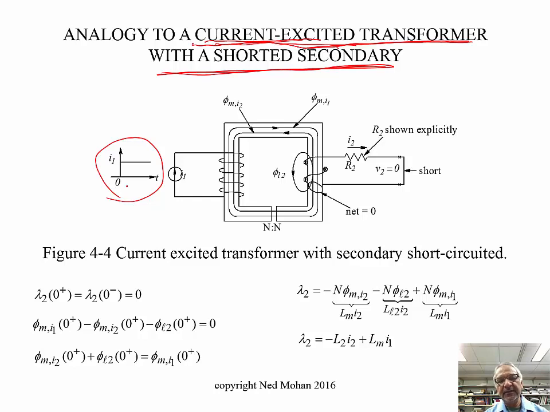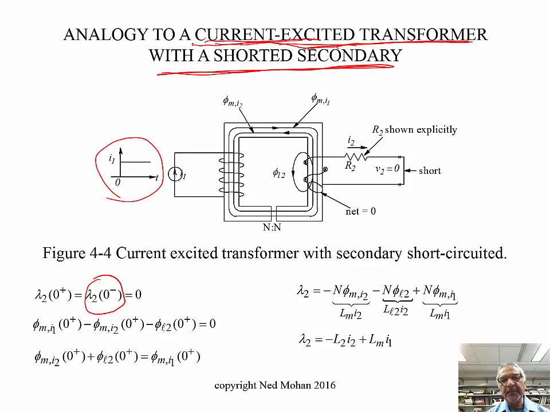So initially, let's talk initially. Of course, we have the structure, the secondary winding is short-circuited, but we have no current in the primary. Well, if that's the case, there can't be any flux in this magnetic core, and therefore the flux linkage of the secondary winding at time t equal to 0 minus is 0. Okay. So now we apply a step current here to the primary.